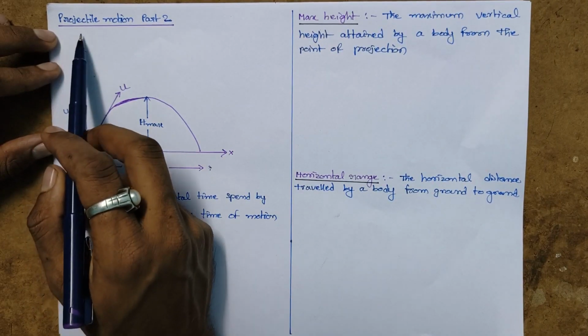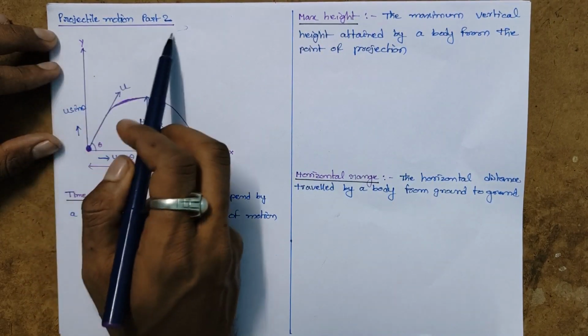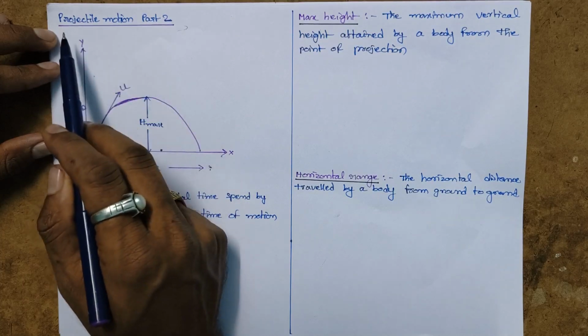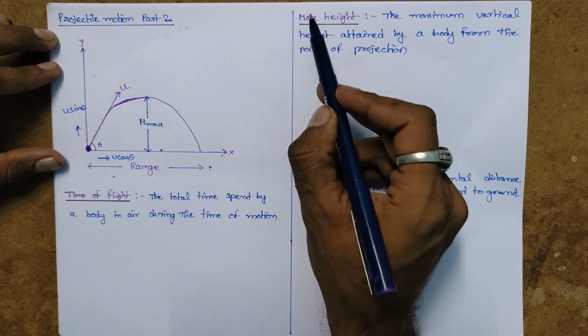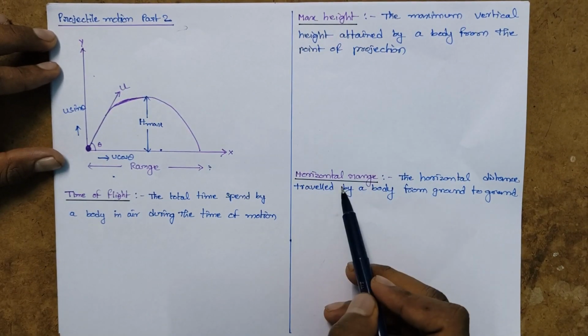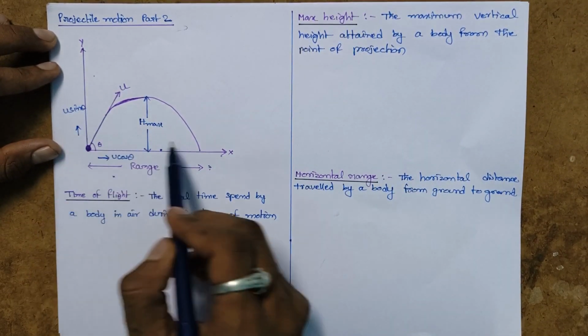Right. So the topic is projectile motion part 2. In part 1 we discussed the equation of trajectory, and here we are going to discuss the time of flight, maximum height as well as horizontal range. Okay. So look at this diagram.